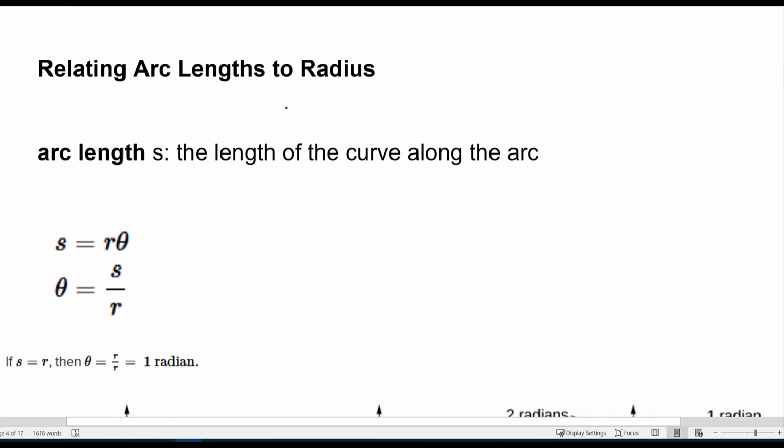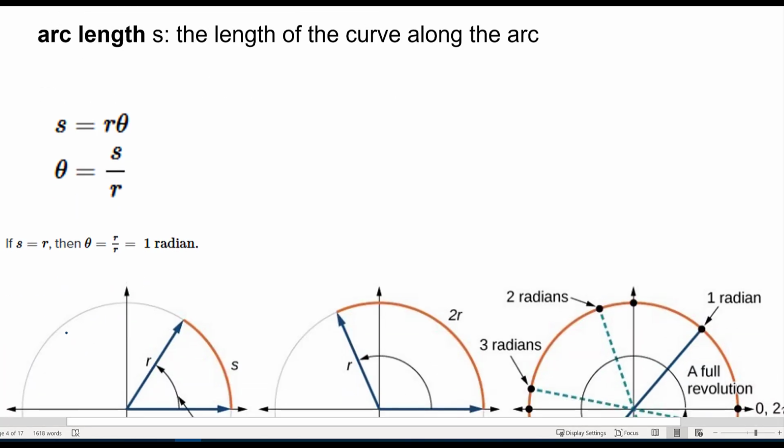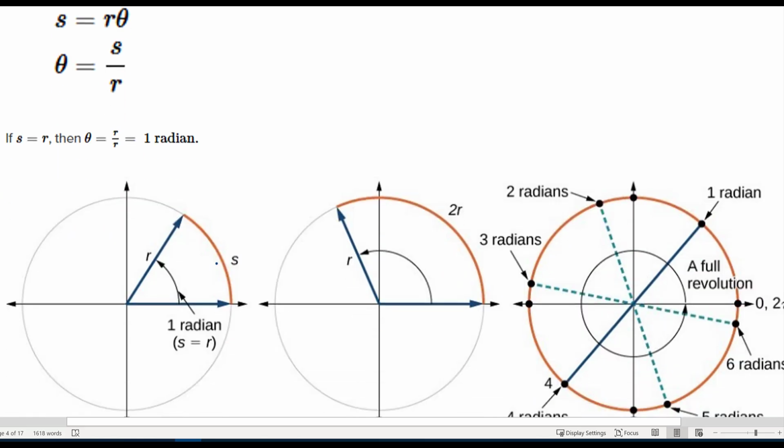Relating arc lengths to radius, arc length is S, and we'll be talking more about that in another part of the section. The length of the curve along the arc, so S equals R theta, is a formula for arc length, and theta would be S, the arc length, divided by the radius. So if S equals R, then theta is R over R, which is 1 radian.